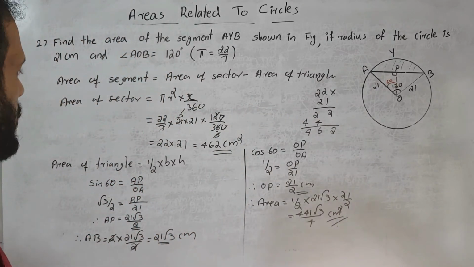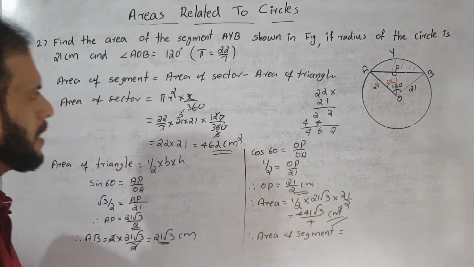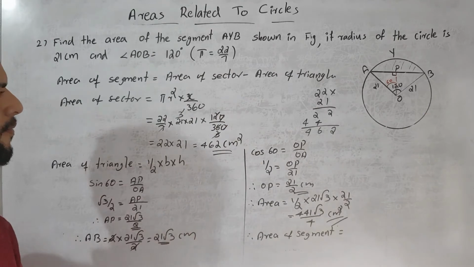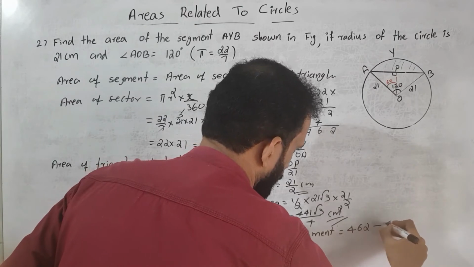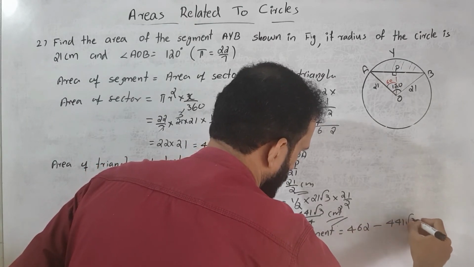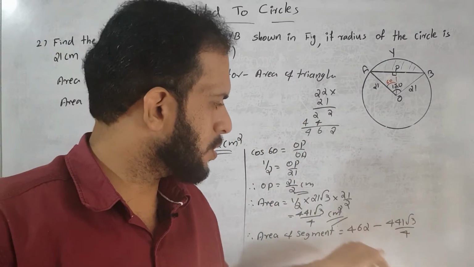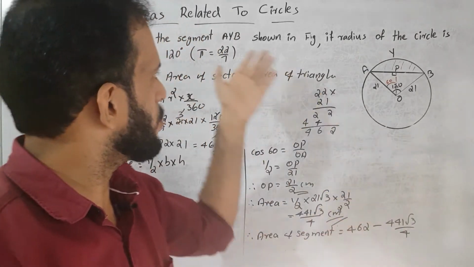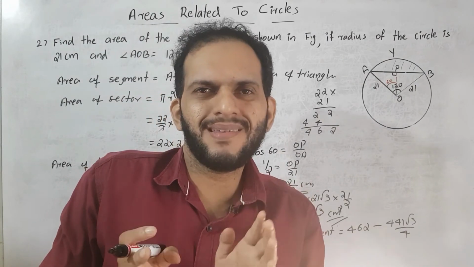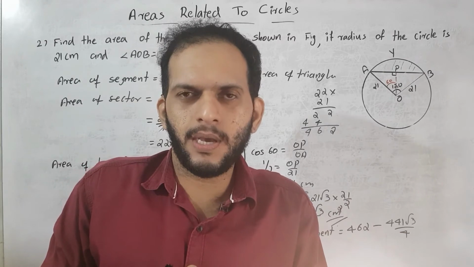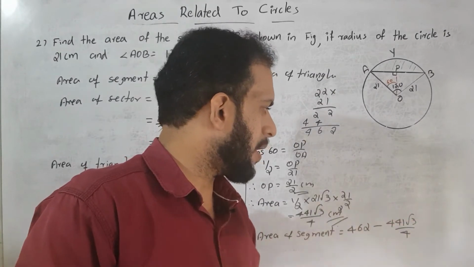Then we find out the area of the segment. Therefore, area of segment is equal to area of sector minus area of triangle. Area of sector is 462 minus 441 root 3 by 4. Here, if we substitute the value of root 3, then it is possible to continue after this. But the question does not say to substitute the value of root 3. If it does not say, it is not required to substitute the value. If it's given in the question, you must substitute the value. Here it is not given, so we do not substitute the value of root 3.